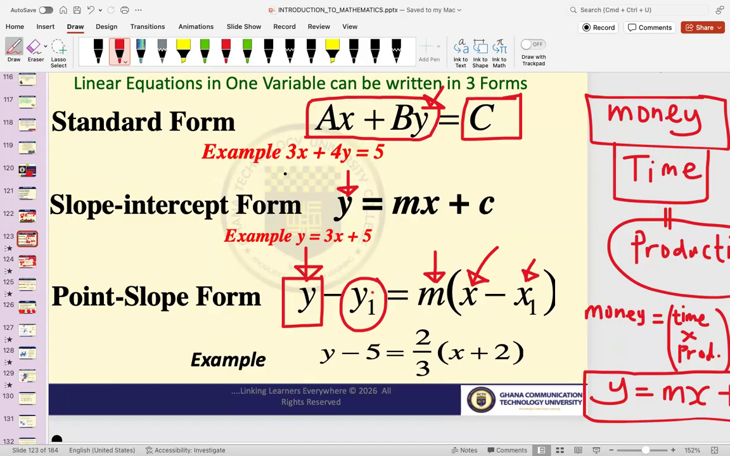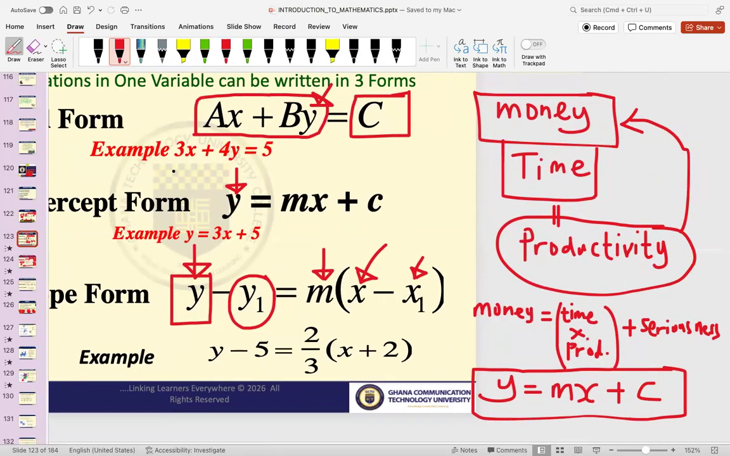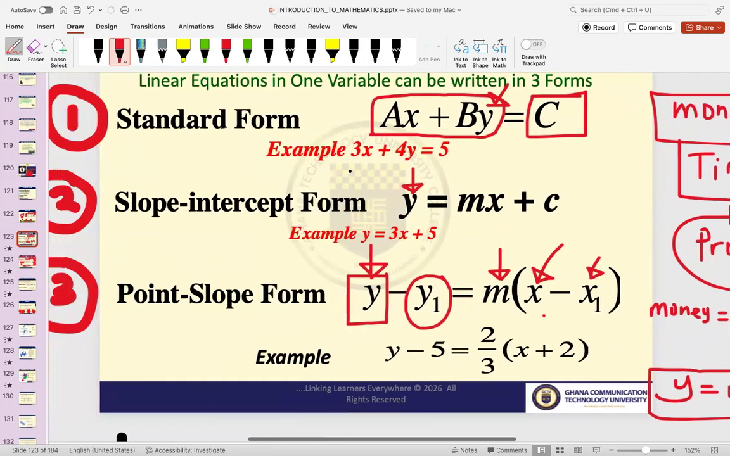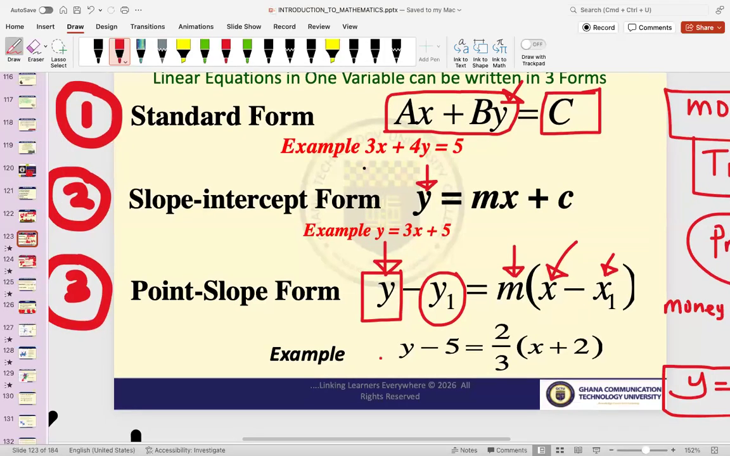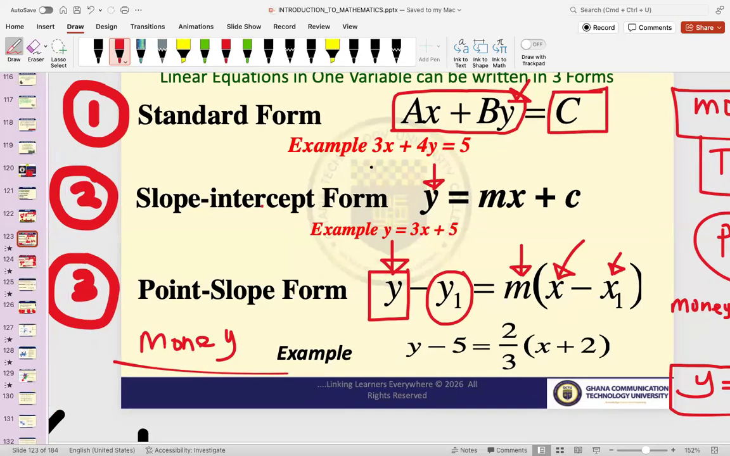Sometimes it is starting with others. So whether the Y is standing alone or it is standing with the others that are time, productivity, and seriousness, at the end of the day, all you are looking for in the business is money. Whether you use the first form or the second form or the third form, at the end of the day, all you are looking for is the Y.